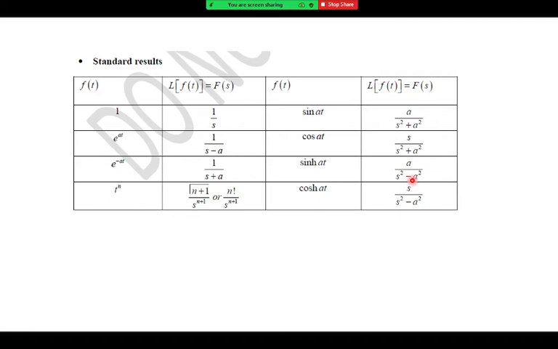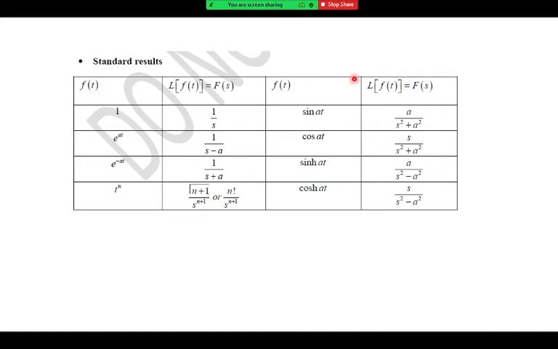You have to remember them to solve the examples later on, because nowhere are we going to find the Laplace by definition later on. It is just like a derivative. When I ask you what is the derivative of x raised to n, you directly say n into x raised to n minus 1. You're not applying the definition there. So that way we are going to find the Laplace later on.